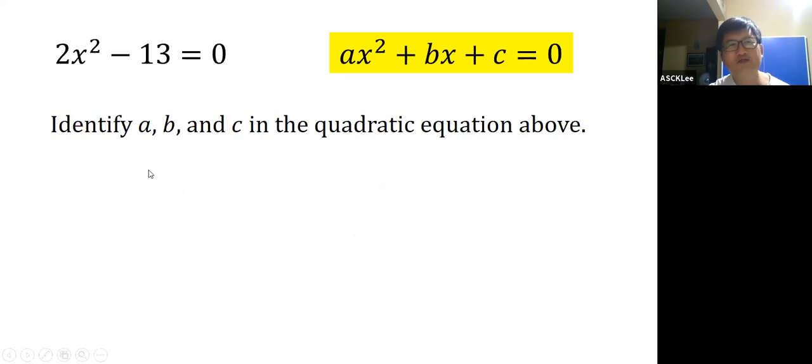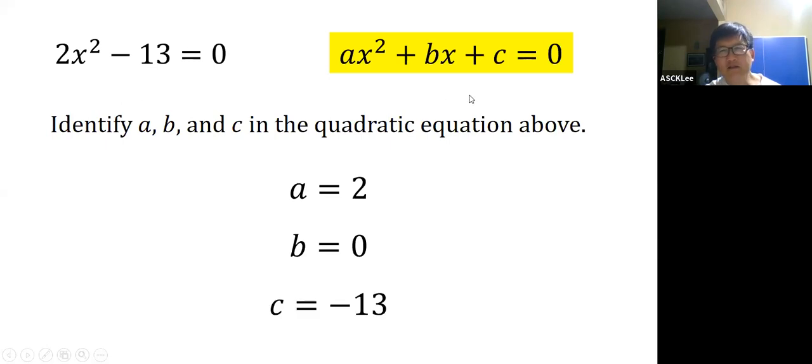Now here is a little tricky. Identify A, B, and C here. Now A is obviously a 2 because if you compare this, A is a 2 here. Now there is no X term. So because there's no X term, B is a 0. B is a 0 here because there's nothing that has an X here. And C is a minus 13. So A is 2, B is 0, and C is minus 13.